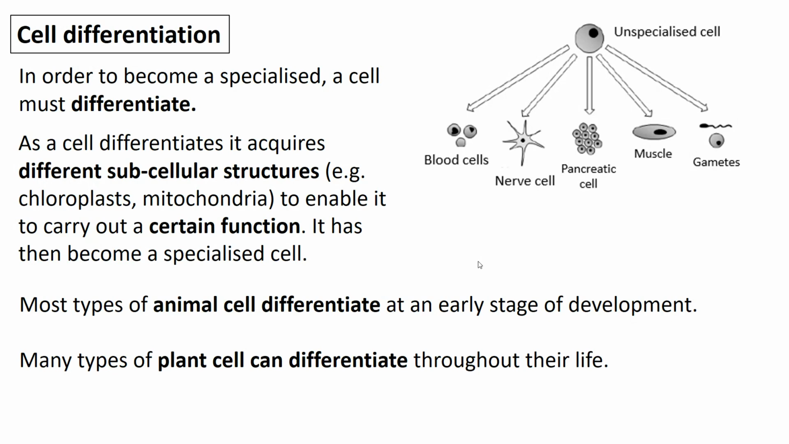Most types of animal cell can differentiate at an early stage of their development. So that is during the embryonic stage, really, but some can differentiate later in life. Many types of plant cell can differentiate throughout their life, though. They don't have the same restrictions that animal cells have.